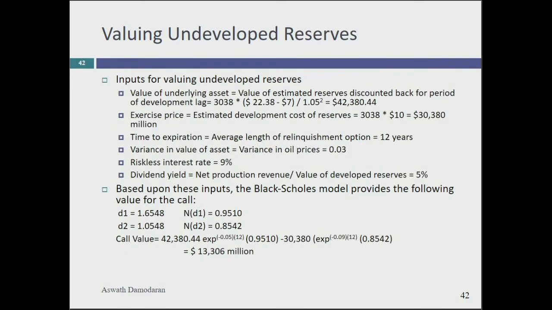So here's what I get. If I look at the value of the oil under the ground, 3,038 million barrels, $15.38 per barrel, that's how much value I'm going to get from the oil under the ground. But remember, I don't get the cash flows for the first 2 years. So the way I deal with that is I discount back that value by 2 years. It looks like I'm discounting, but what I'm effectively doing is taking out the first 2 years of cash flow, saying I'm not going to get those cash flows for the first 2 years. The value that I get for the oil under the ground is $42.38 billion. So if I develop the reserves right away, I can expect to get $42.38 billion of value.